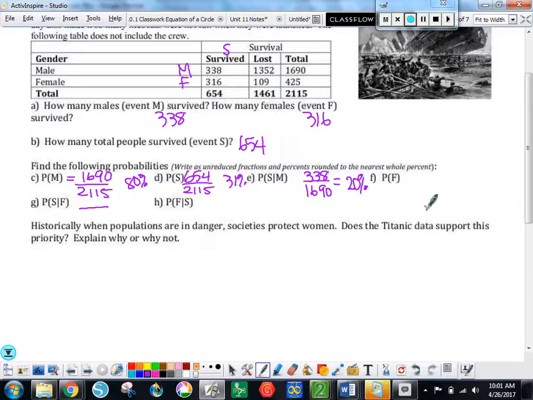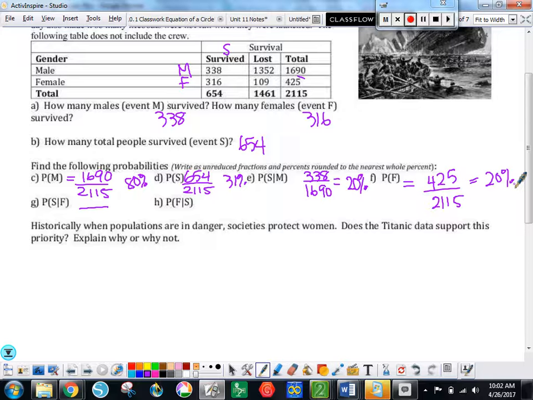Okay, part F, conditional or marginal? Marginal. So this is just what's the probability that any given person is a female. So what do you do? Looking at the female column, how many females are there? Ooh, careful, we're looking at all females. Good. 425 out of the, say it again. Yeah, you're looking at just females. Not specifically survived or lost, just females. Which would make sense, right? Because the males and the females should add up to be 100.